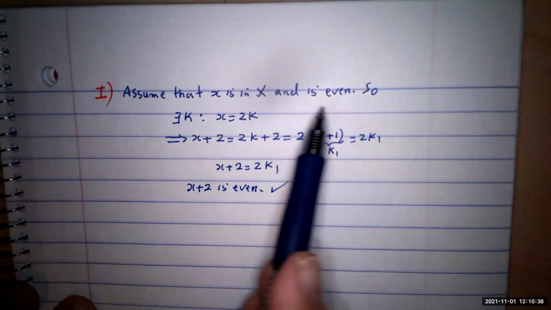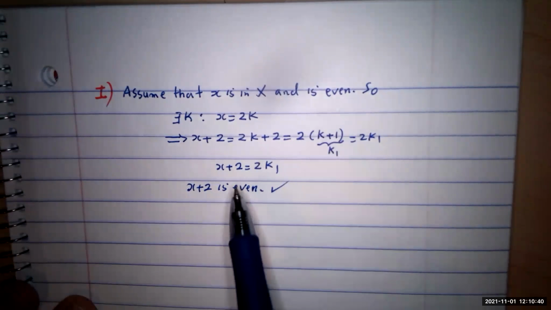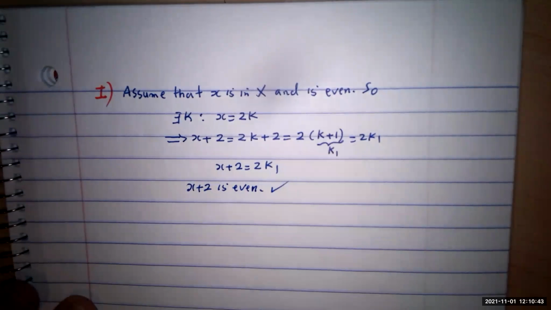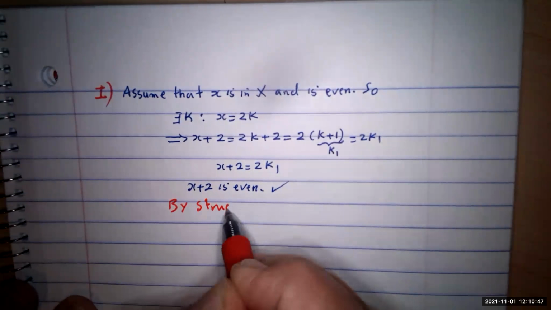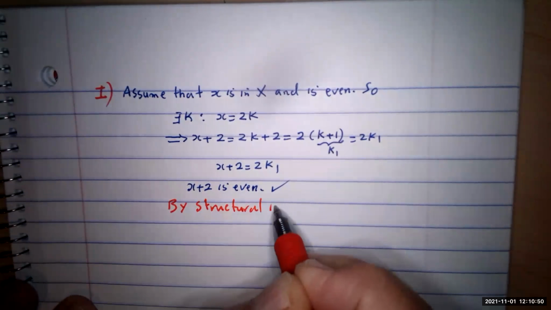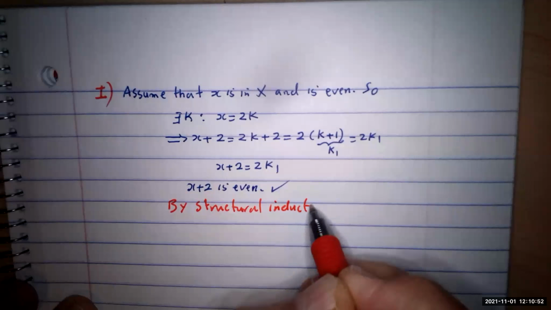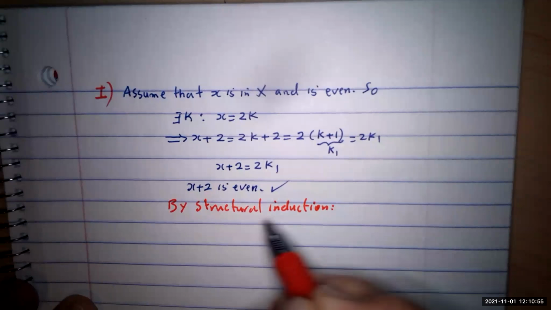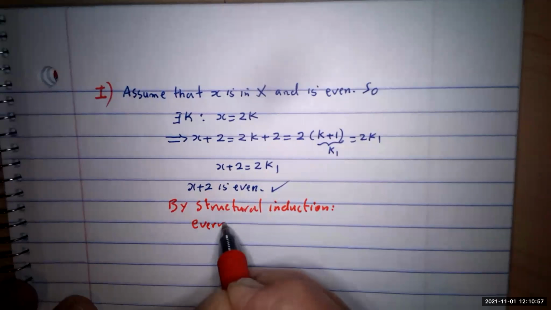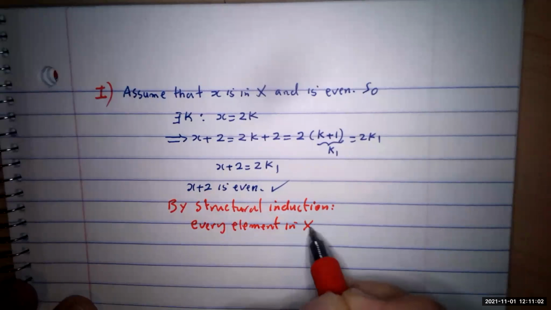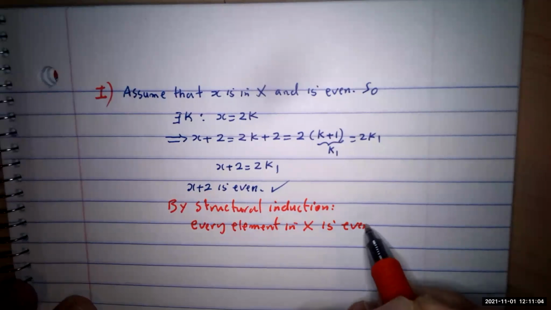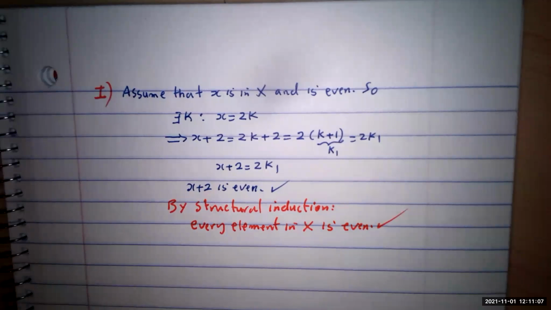So you assume a parent x is even, and you form the child, x plus 2. Now you say by structural induction, we got it: every element in X is even, and you're done. See, very easy procedure. Quite interesting. Make sure to write it down.